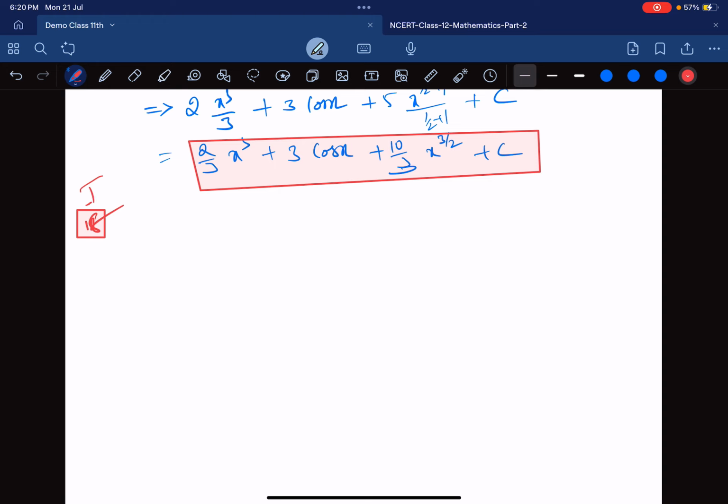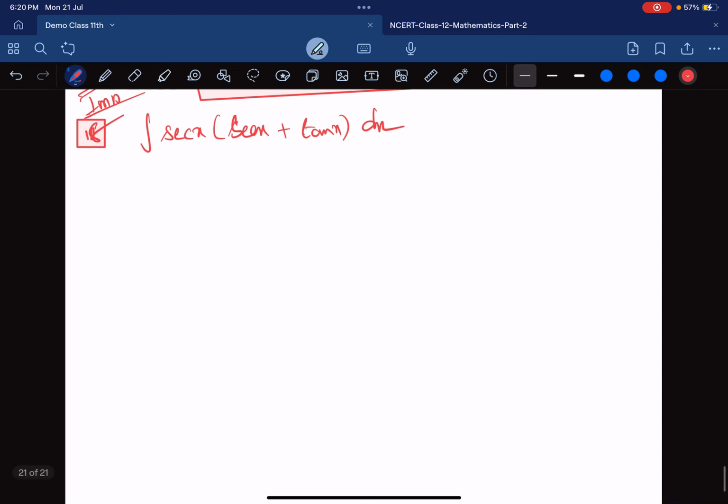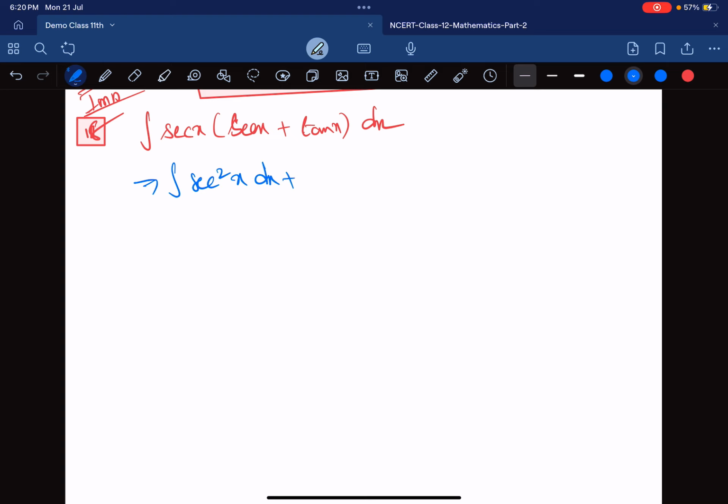So this is very important for board one. Most repeated question: integration of secant x into sec x plus tan x dx. You just multiply that: integration of secant square x dx plus integration of secant x into tan x dx. Integration of secant square x is tan x, plus integration of secant x tan x is secant x, plus c. So this is the final answer.